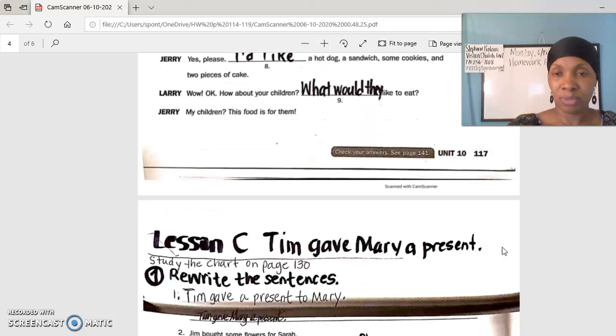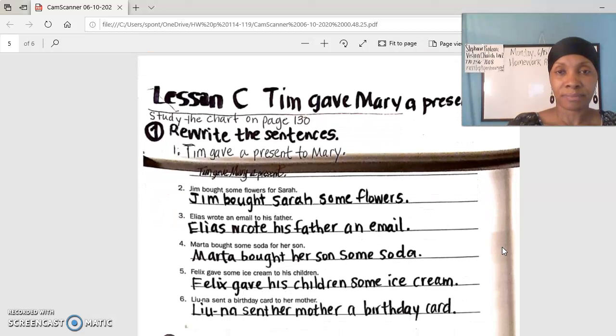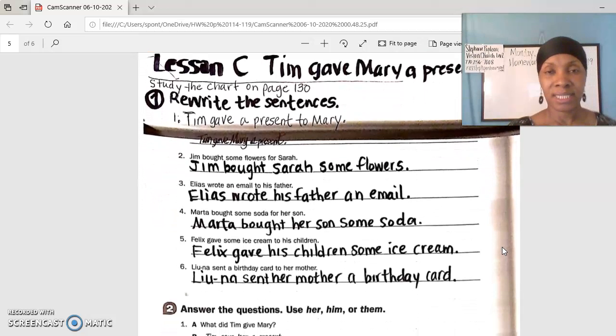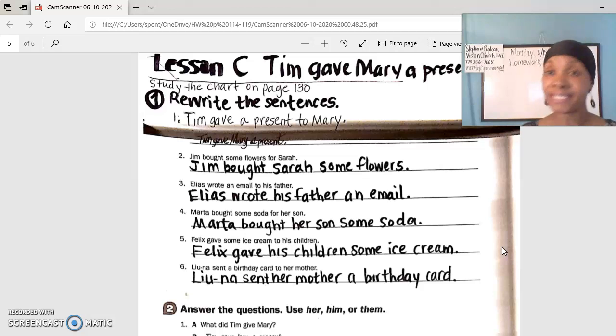Okay, all right, so let's keep going to page 118, lesson C. Tim gave Mary a present. So we're supposed to study the chart on page 130, which I'm sure you already did, and rewrite the sentences. So this is where you can just say the same thing, but a different way. Okay? And we're kind of moving the direct and the indirect object to place. See, this is the way it's written here. Tim gave a present to Mary.